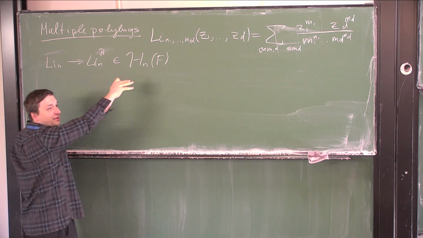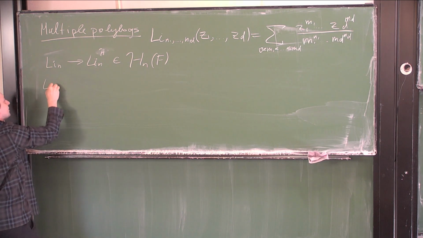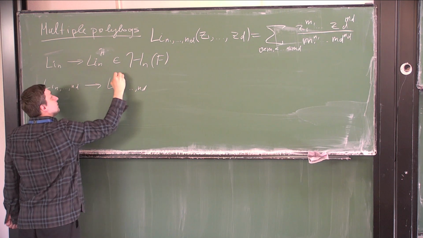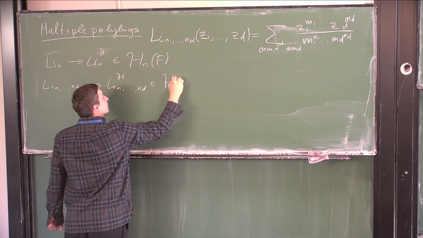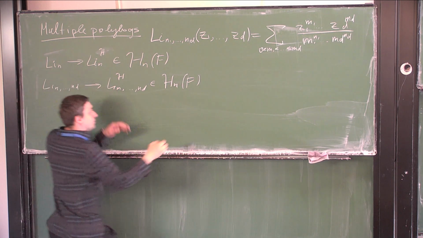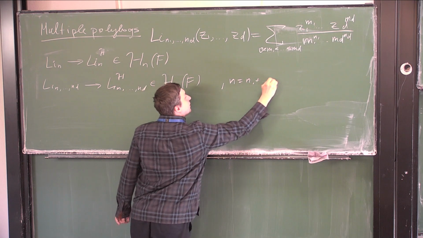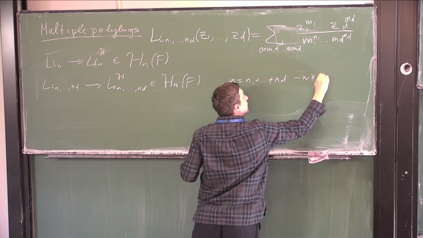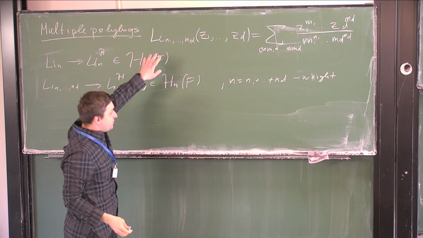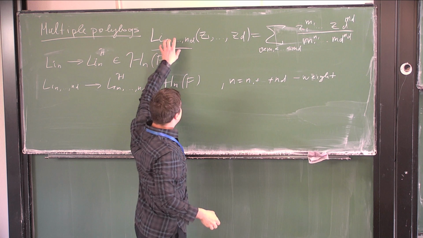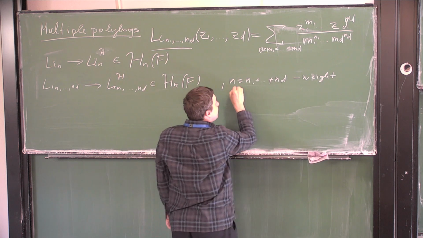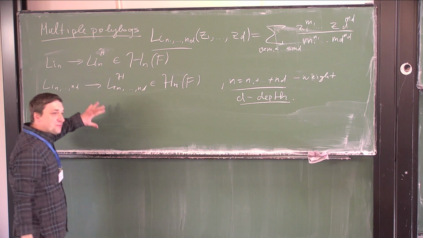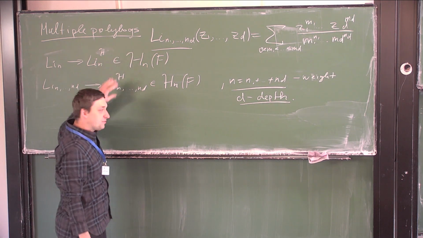And so there is a similar analog for multiple polylogarithms. There is a kind of motivic version of multiple polylogarithms which lives, again, in H_n of F, of whatever field you're looking at, where n is the sum of the indices in this function, which will be the weight. The other obvious point of interest is the number of variables in this function, and that is usually called the depth. Depth 1 multiple polylogarithms are precisely the classical polylogarithms we have seen so far.